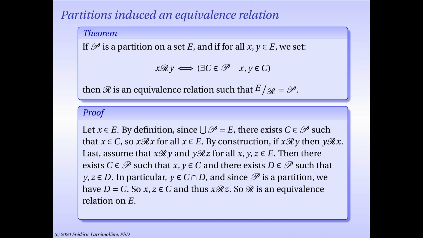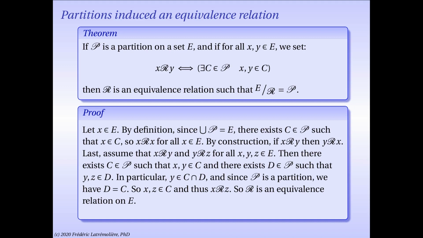But then what we immediately note is that Y is in the intersection of C and D. It's common to both. And since P is assumed to be a partition, that means that C must be actually equal to D. And suddenly, X and Z both live in the same set C, say, in my partition, which by definition means that X is related to Z. So as a reflexive, symmetric, and transitive relation, R is indeed an equivalence relation on E.